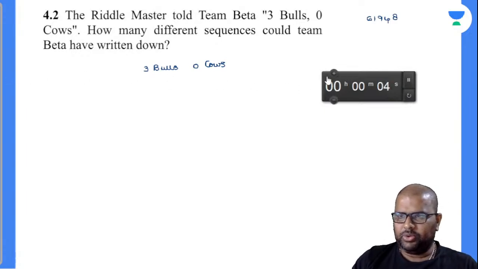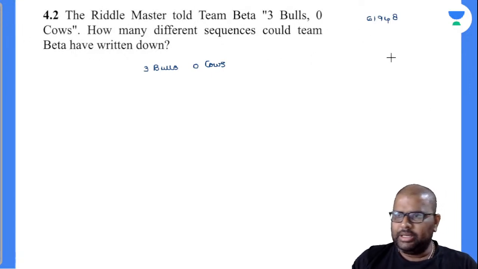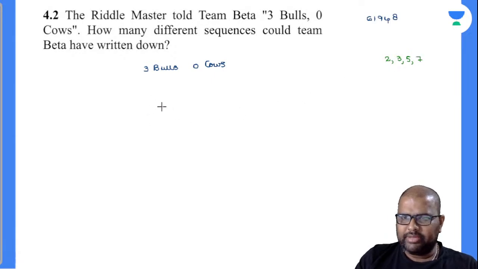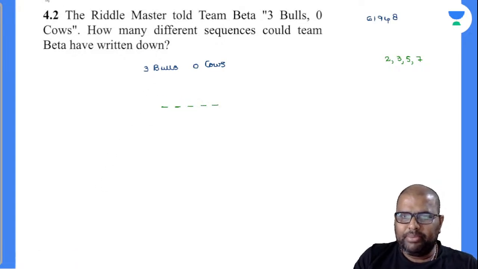Now see here, the numbers which are not in master sequence are 2, 3, 5, 7. Let's keep them aside. Now see here, this is the master sequence. Master sequence contains 5 distinct digits written by team delta. Now 3 bulls means they have identified the correct digits and their correct positions.